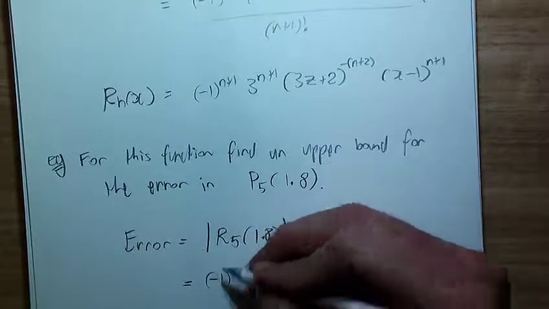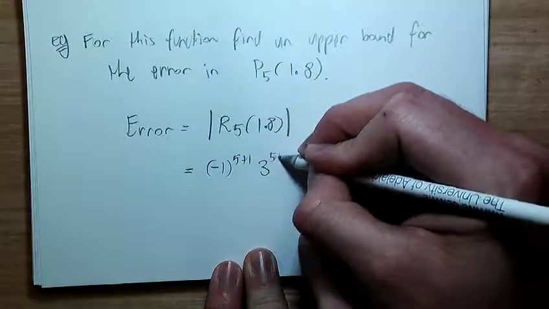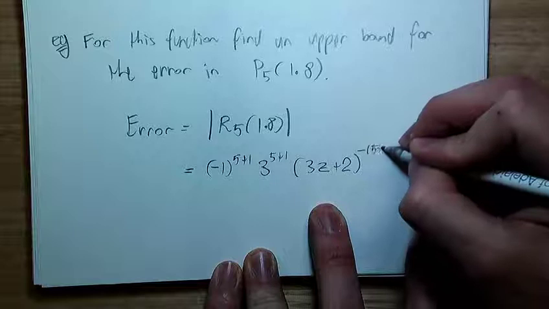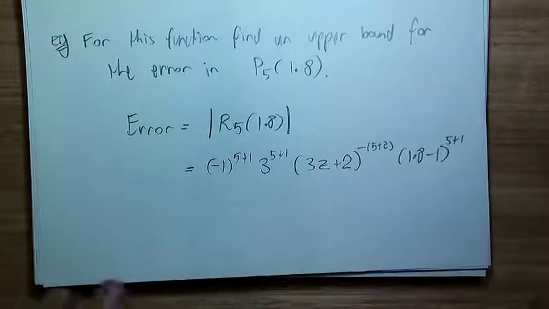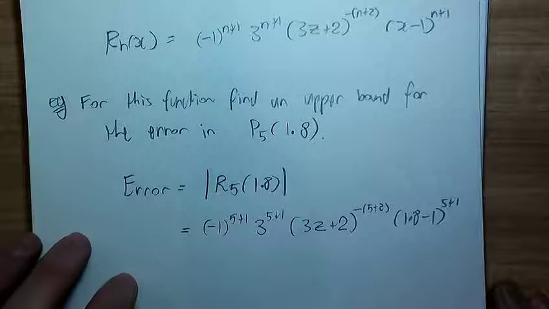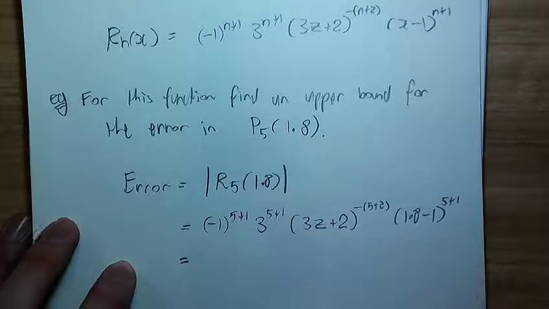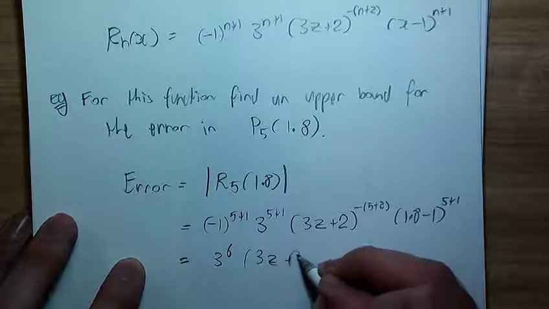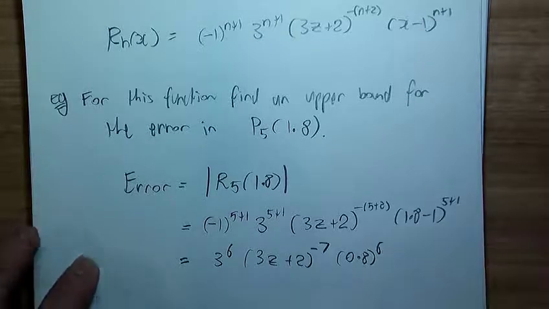So it's minus 1 to the 5 plus 1, 3 to the 5 plus 1, 3z plus 2 to the minus 5 plus 2, 1.8 minus 1 to the 5 plus 1. I'm just subbing it in exactly as it said before. All the n's have become 5 and the x has become 1.8. And so minus 1 to the 6 is just 1. 3 to the 6 is, I can't be bothered, to the minus 7, and we get 0.8 to the 6.